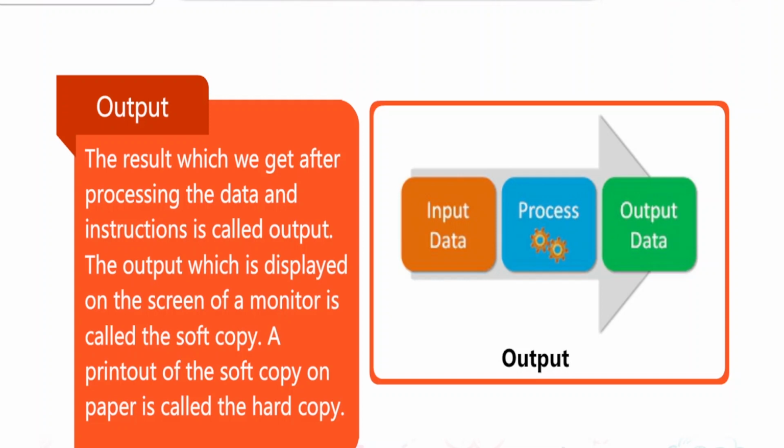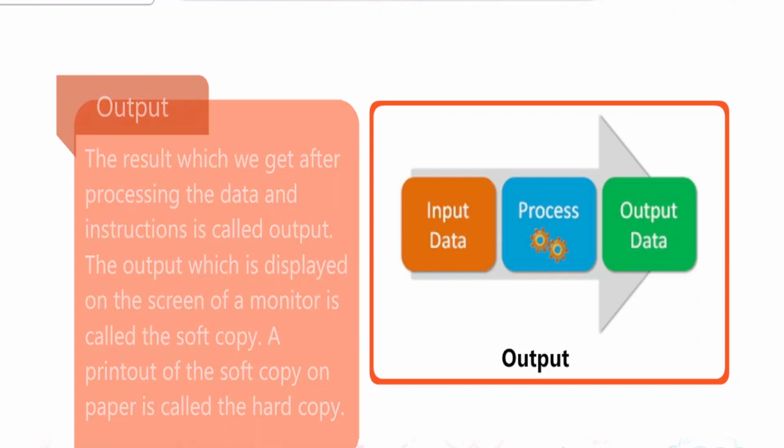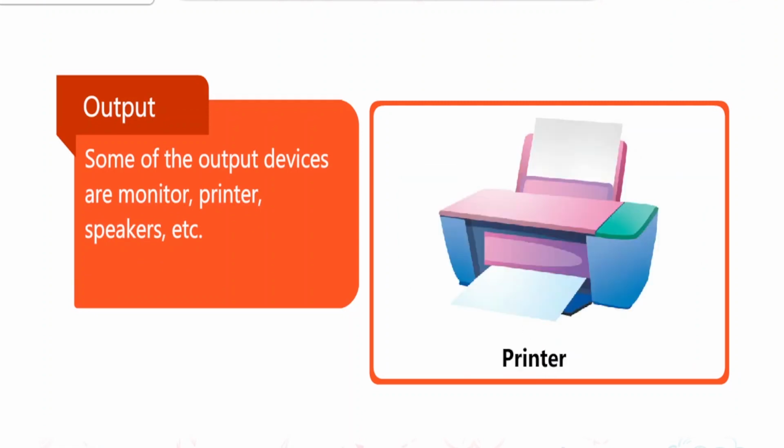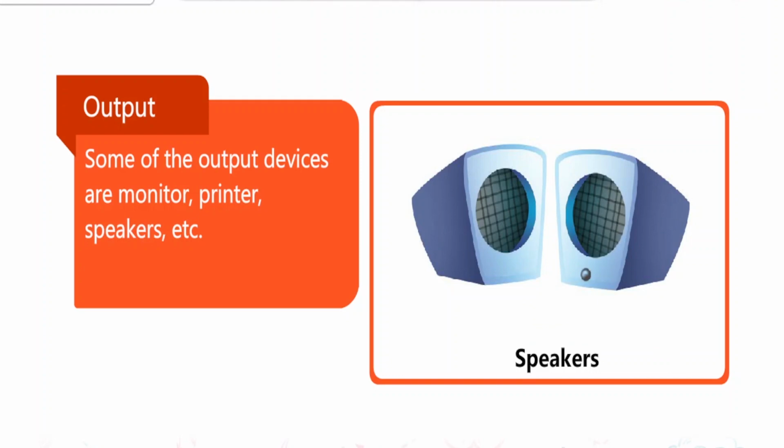Output. The result which we get after processing the data and instructions is called output. The output which is displayed on the screen of a monitor is called the soft copy. A printout of the soft copy on paper is called the hard copy. Some of the output devices are monitor, printer, speakers, etc.